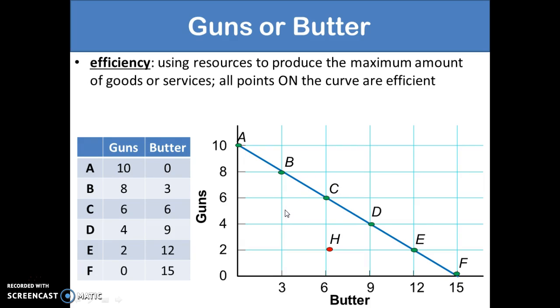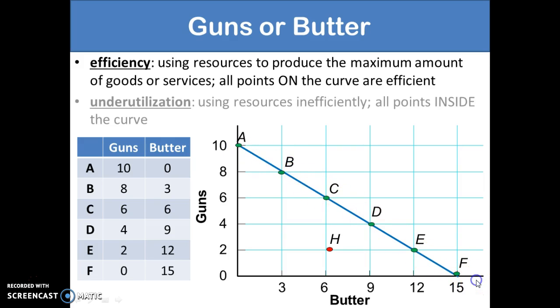A PPC also shows efficiency. And efficiency, this is a new key term, it's when we use all of our resources to produce the maximum amount of goods or services. We're using everything. There's nothing left over. And we use all of our resources when we are on the curve. And so these green points are all efficient points.